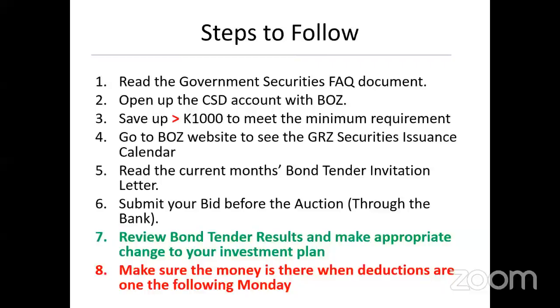Step number 7 is once you have submitted your bid, you have the money, which is step number 8. The money is in the account. Let's say you want to buy bonds worth 10,000 kwacha. You have saved up 10,000 kwacha. The money is in your account. You have opened up your CSD. Your account has been opened.